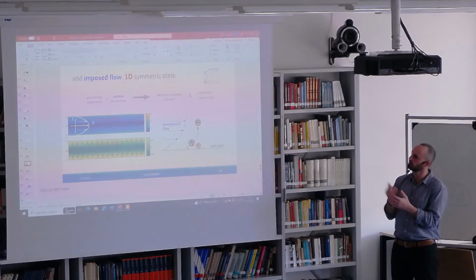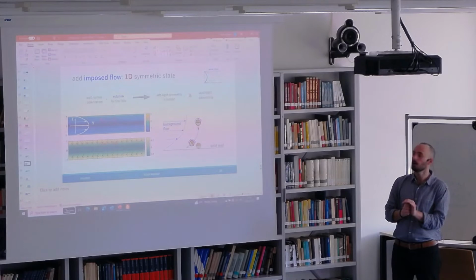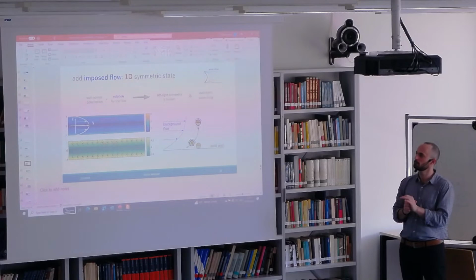Okay, and can you model, tune the shape of the particles, for example? It would be possible in principle. We studied only spherical ones, but yes, it's possible. Good, thank you. Other questions?